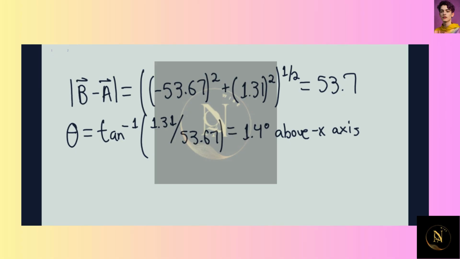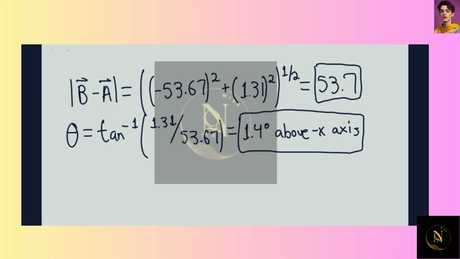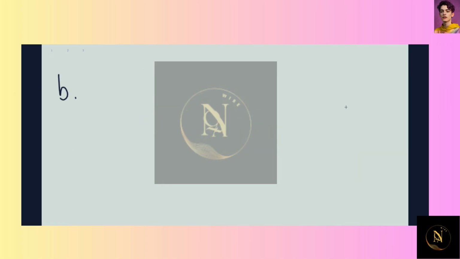Remember, it is in the second quadrant, so you have to specify above what axis or below what axis the angle would be. So this would be the magnitude, and this would be the direction. For part B, we want a minus b. So let's do the x component first.